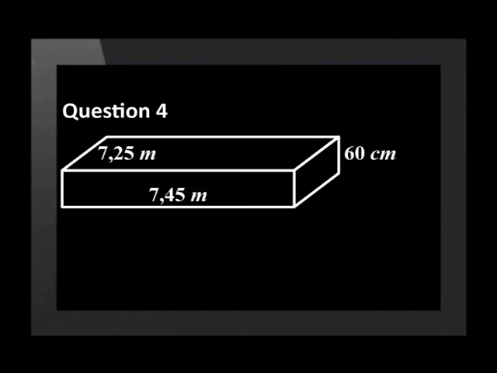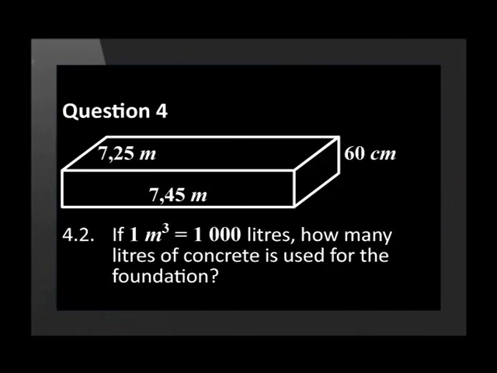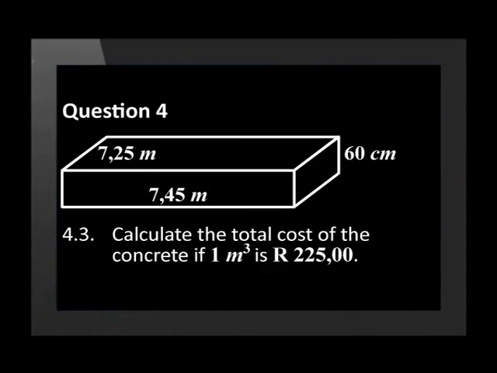This is a diagram of the concrete slab that needs to be laid as a foundation for each house in the complex. Calculate the volume of concrete needed in meters cubed. If 1 cubic meter equals 1,000 liters, how many liters of concrete is used for the foundation? Calculate the total cost of the concrete if 1 cubic meter is 225 Rand.